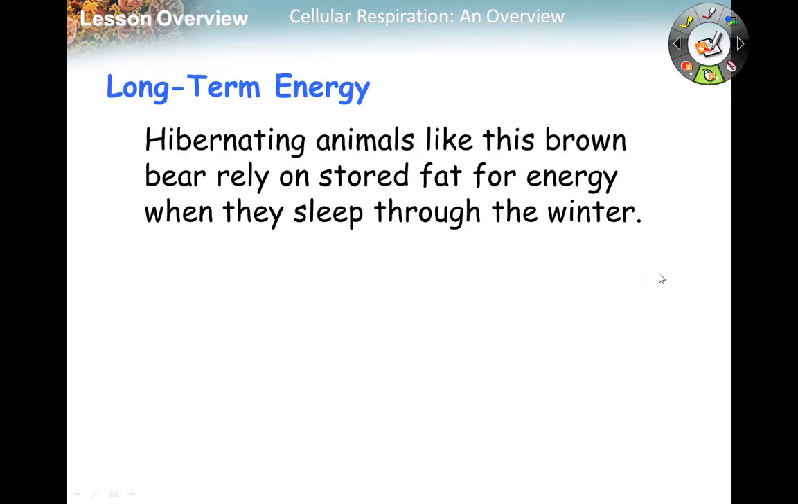Long-term energy. How many animals, like a brown bear, rely on stored energy while they sleep through the winter?